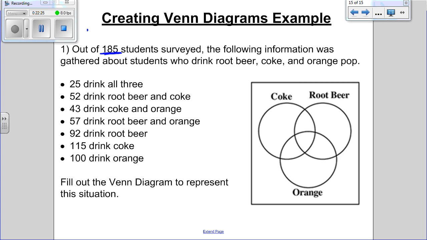We're going to go bullet by bullet. If we know where it goes in the Venn diagram, then we're going to put it in there. If we don't know where it goes in the Venn diagram, then we're going to leave it alone. So the first part says 25 drink all 3. We do know where that would go in the Venn diagram. That means they drink root beer, and they drink Coke, and they drink orange pop. That intersection spot would be right in the dead center, which is good, because you usually want to build from the inside.